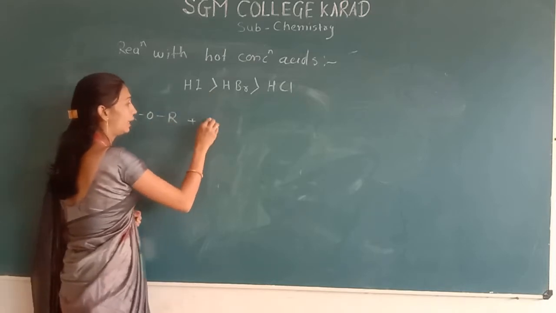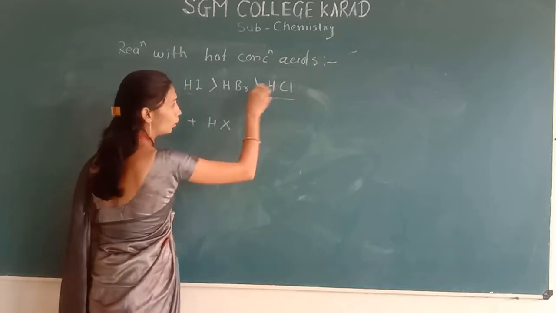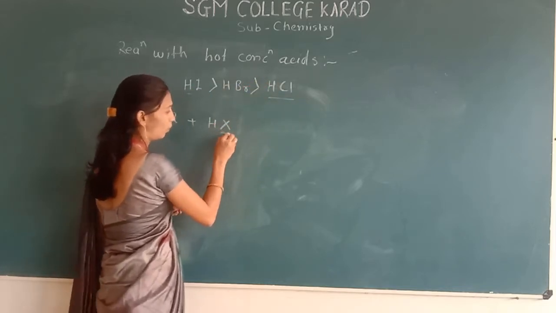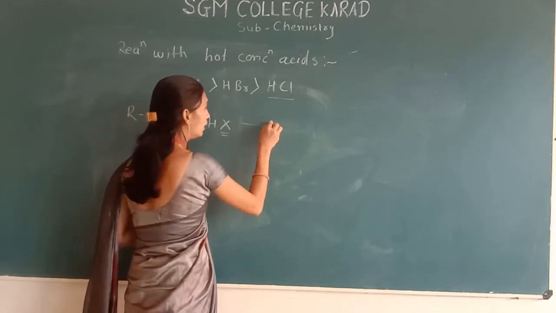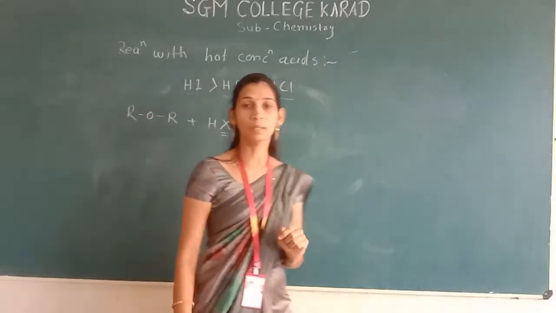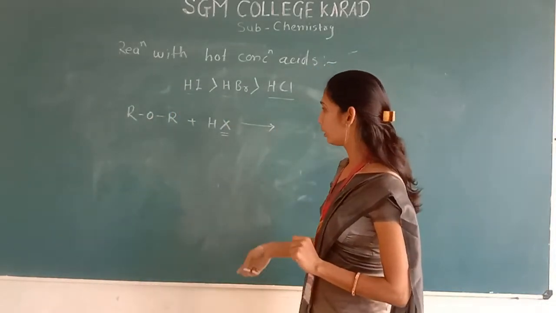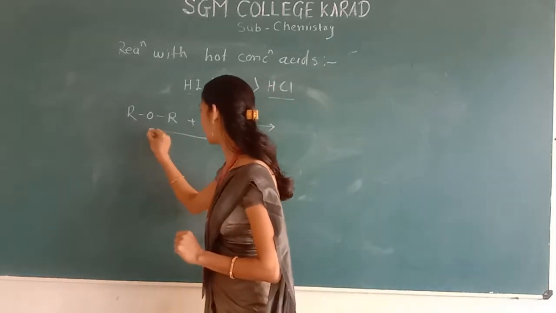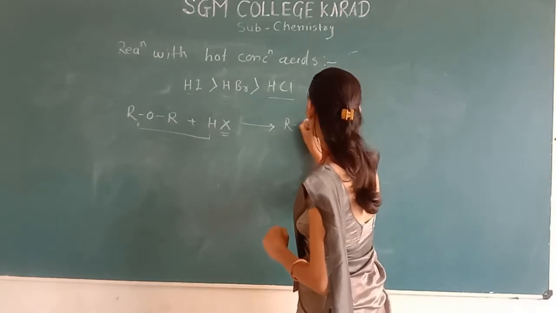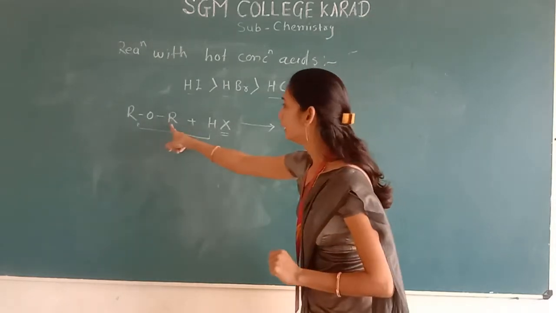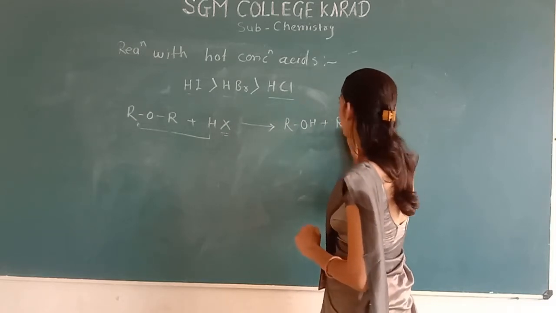Plus, if we are taking HX, that means for this X we are taking iodide or bromide or chloride. Now from this reaction we are getting the main products. The first product is our alcohol, R-OH, plus the R reacts with this X, that means RX.